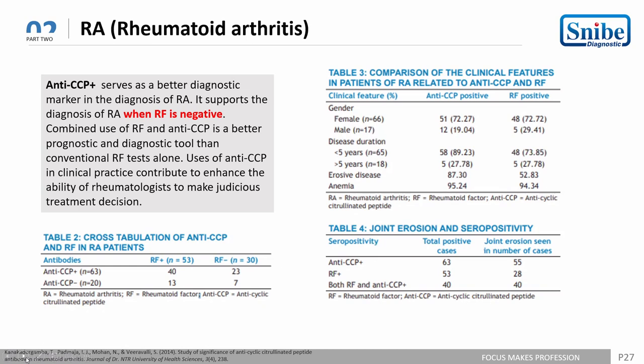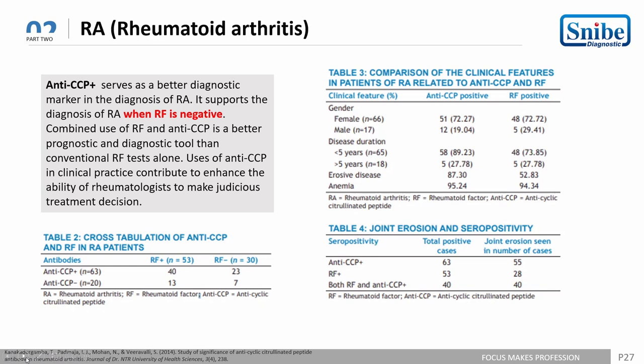Due to some cross reactivity, interferences and other reasons, the RF may be negative. But if you want a specific marker for rheumatoid arthritis, it's better to use anti-CCP, not only for the diagnosis but also for the prognosis, as compared to the conventional RF test alone. So anti-CCP in clinical practice enhances the ability of rheumatologists to make judicious treatment decisions.